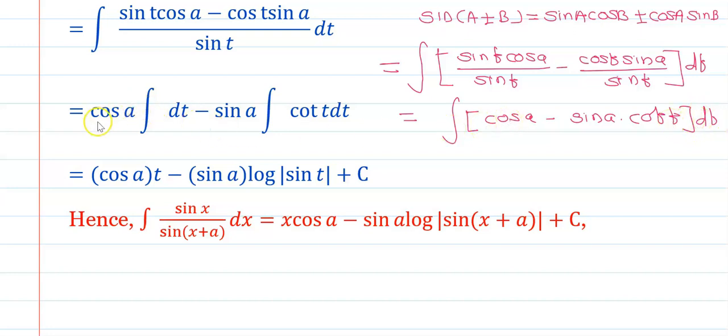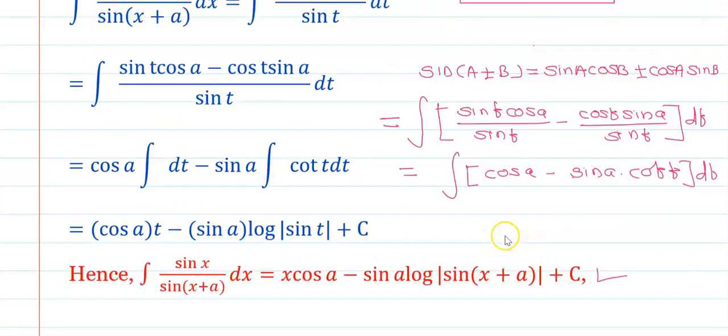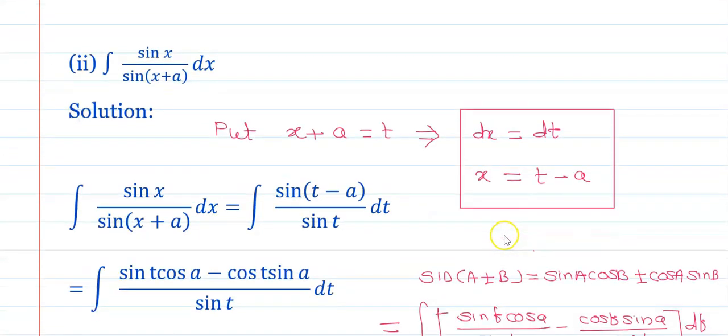Cos of a is a constant, take here cos of a into dt, minus sin of a, it's a constant, integral of cot of t into dt. What is the integral of dt? It is t minus sin of a as it is. Cot of t, its integral is log of sin of t plus c, and hence the answer: integral of sin x upon sin of x plus a into dx is equal to x cos a minus sin a log of mod of t. Substitute the value of t, which is x plus a. Okay, let's see, and this is the answer. You can see this here.